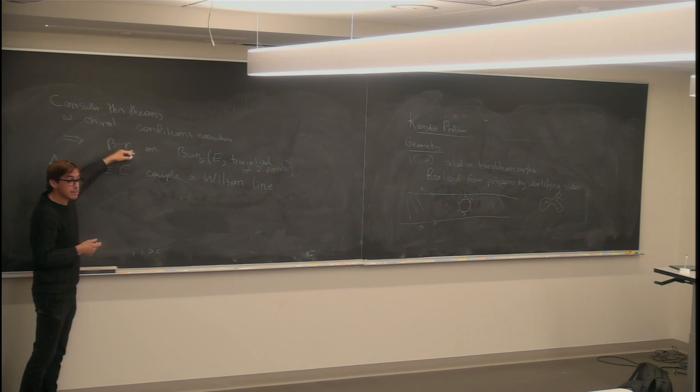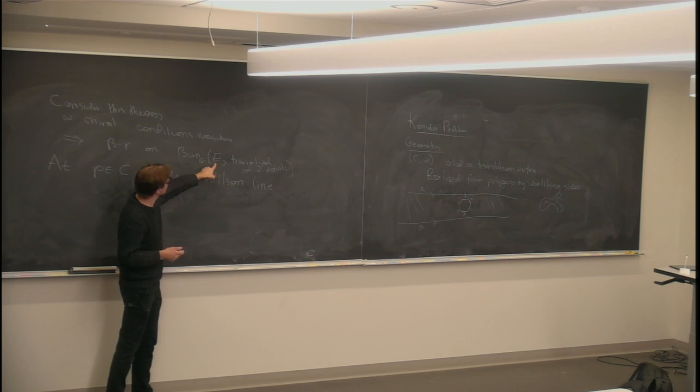This is something you can write explicitly in terms of the G bundle, because at some point in the elliptic curve, I'm coupling in some degrees of freedom associated to a representation of G at that point.